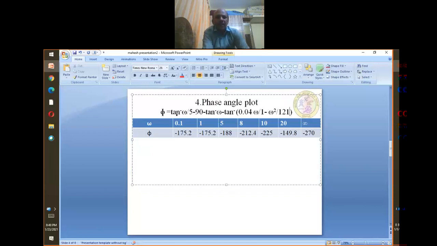So make a table of omega and phi. Omega, start with 0.1, 1, 5, 8, 10, 20, infinity. How have I taken this? 0.1 you take initially, then you take 1, next corner frequency is 5, you can take 4, you can take 9, you can take 10, you can take 15, like that you select. Then find out phi by substituting this value.